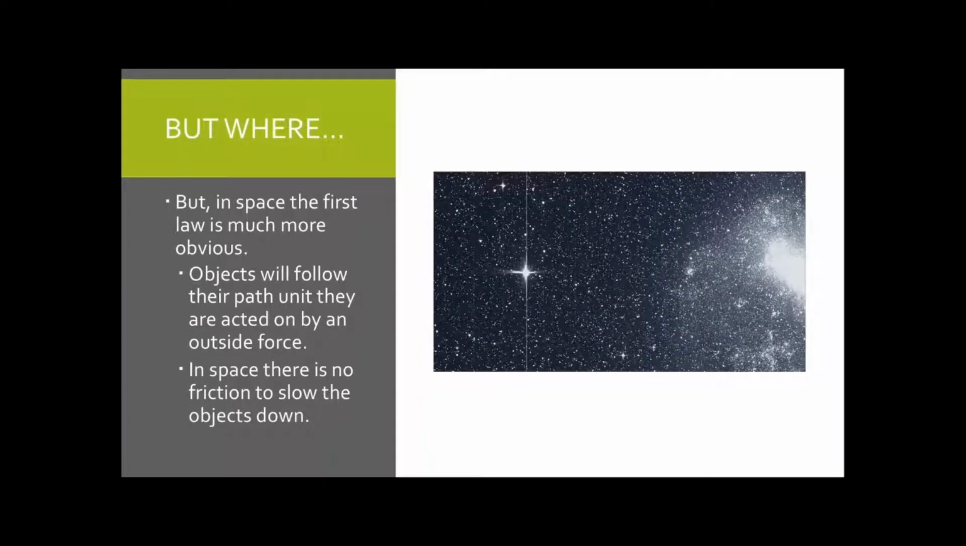But where could we see this taking place? Well, you could go and see it in space. The first law is much more obvious there. There's no friction to slow things down. So an object will follow its path until it's acted on by an outside force.